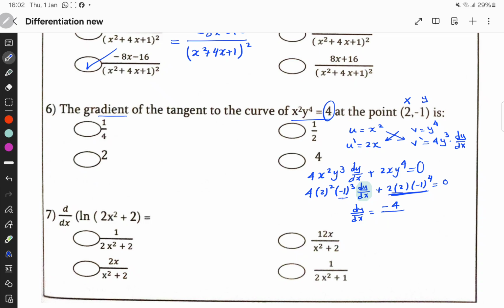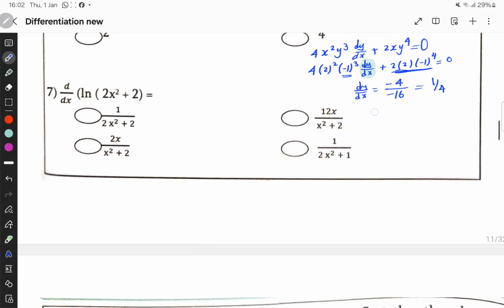Also divided by that coefficient. Negative 1 cubed is negative 1, and 2 squared is 4, times 4 is 16. It will be negative 16. So the final answer using a calculator will be positive 1 over 4. And next question.